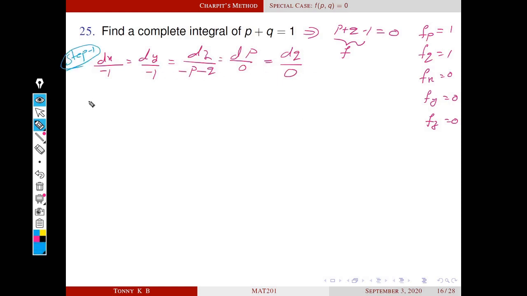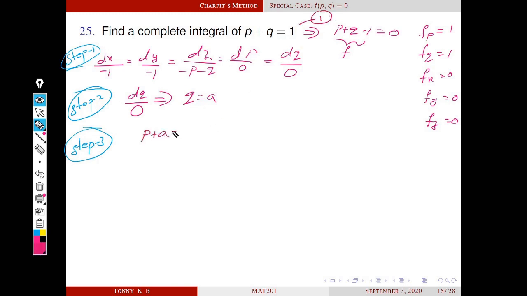This is our step 1. Then step 2. Consider the last ratio. This implies q is a constant. Step 3. Substitute this q equal to a in the given equation. Then we get this, which is our equation number 1. This implies q equal to a and p is equal to 1 minus a.